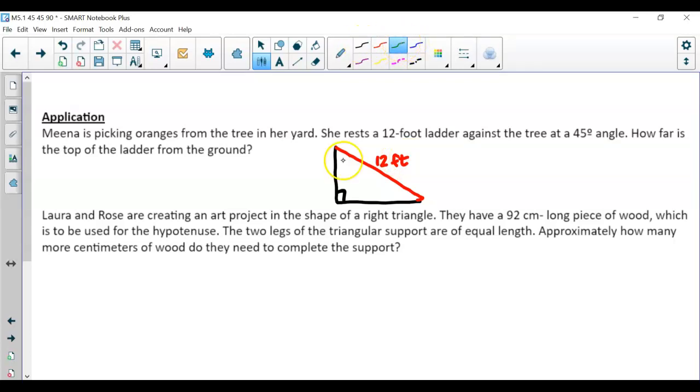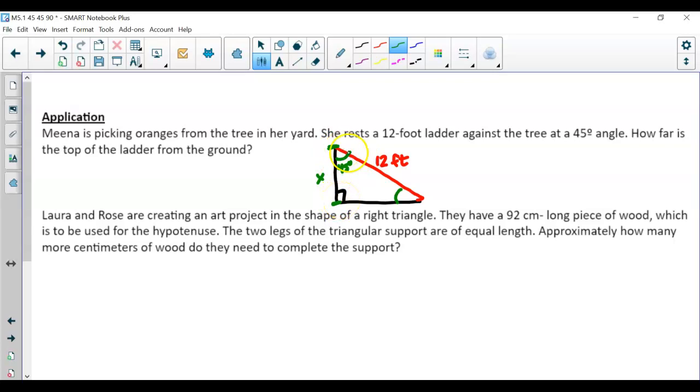So against the tree, a 45-degree angle, which means if this angle is 45, and so is our base angle here at the ground. How far is the top of the ladder from the ground? So how far up is the ladder? So this is what we're looking for. But again, in the end, both sides are the same, because this is a 45, 45, 90. But we are looking for this height here from the top of the ladder to the ground.